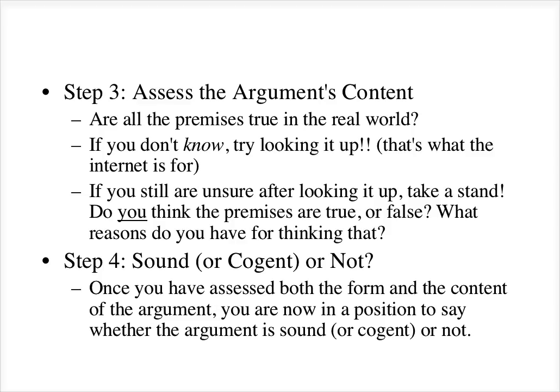So if an argument is both valid and all the premises are true in the real world, it is a sound argument. If the argument is strong and all of the premises are true in the real world, then it's a cogent argument. Now, technically, you only need to assess one of these aspects, and if it fails on that aspect, then you know it's unsound or uncogent. So if an argument is invalid, it is automatically unsound. And if it's a weak argument, it's automatically uncogent.